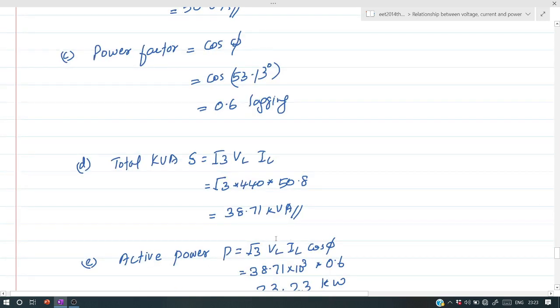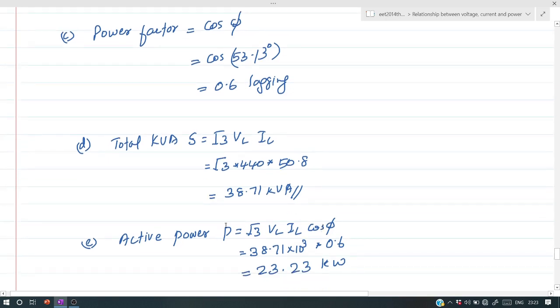Active power can be evaluated using this expression, root 3 VL IL cos phi. So this part, that is root 3 VL IL, is obtained as 38.71 into 10 raised to 3 and cos phi is already got, that is 0.6. Substituting, we can obtain active power as 23.23 kilowatt.